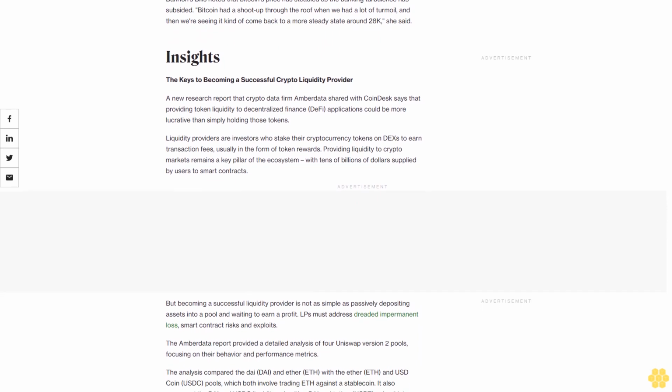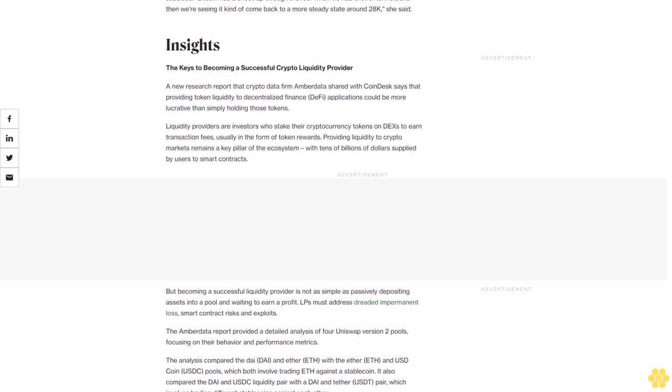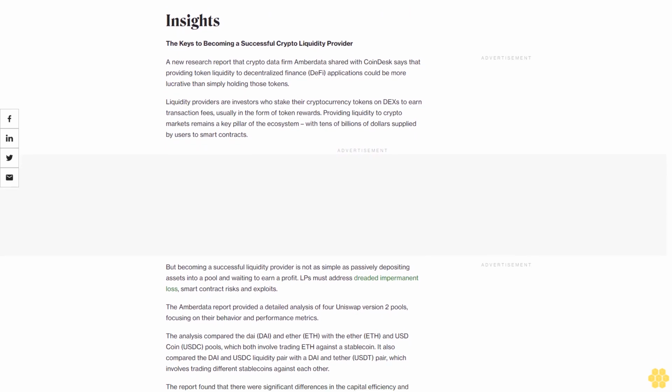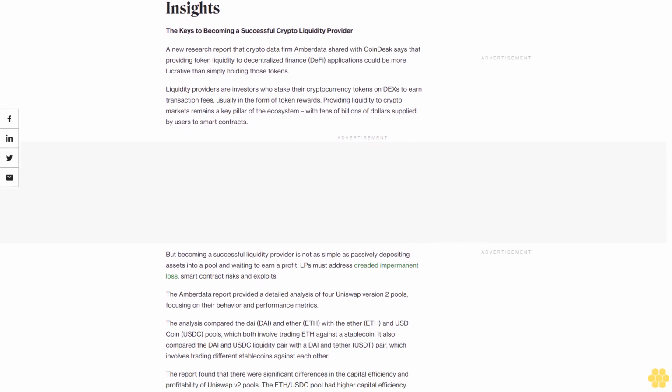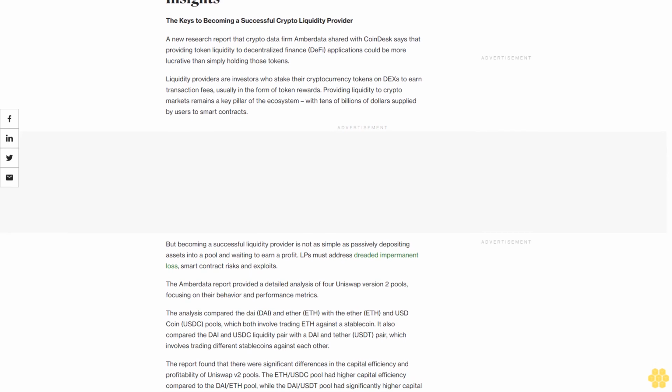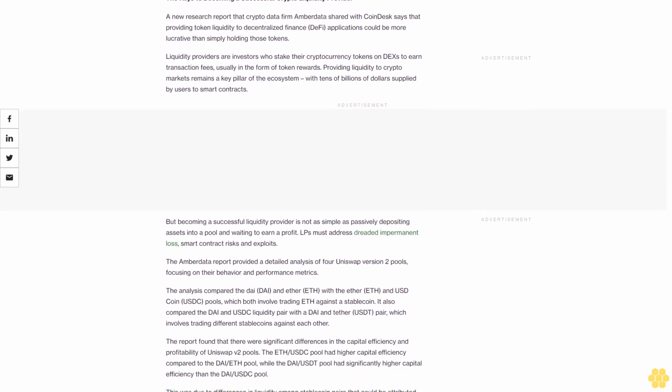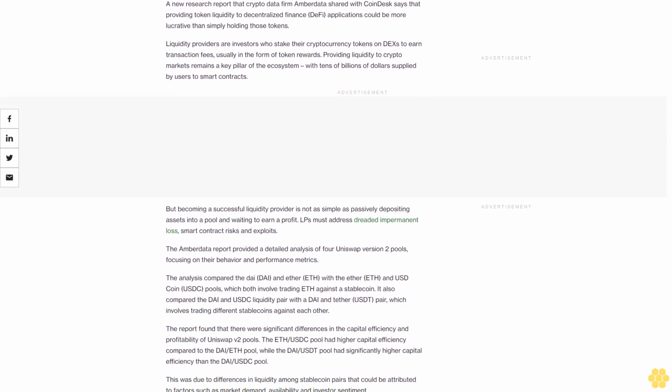But becoming a successful liquidity provider is not as simple as passively depositing assets into a pool and waiting to earn a profit. LPs must address the dreaded impermanent loss, smart contract risks, and exploits. The Amberdata report provided a detailed analysis of four Uniswap version 2 pools, focusing on their behavior and performance metrics.